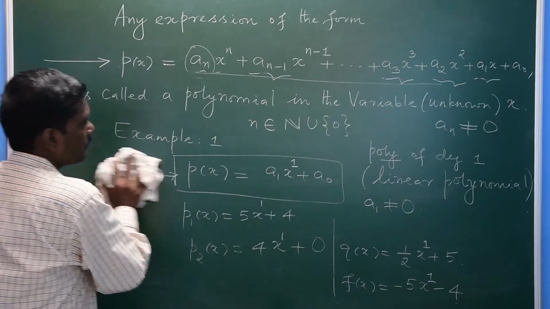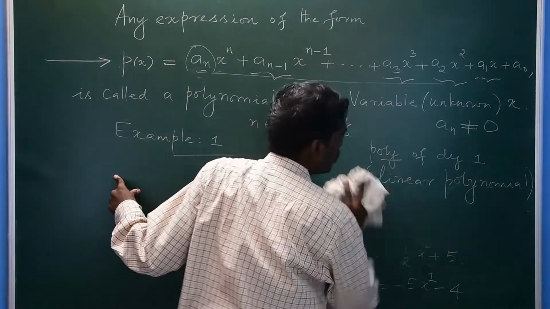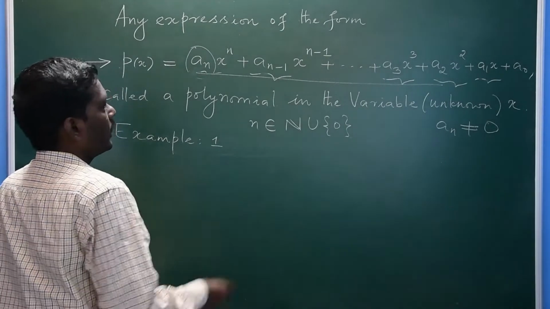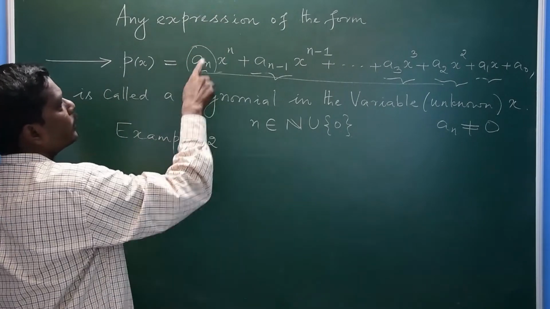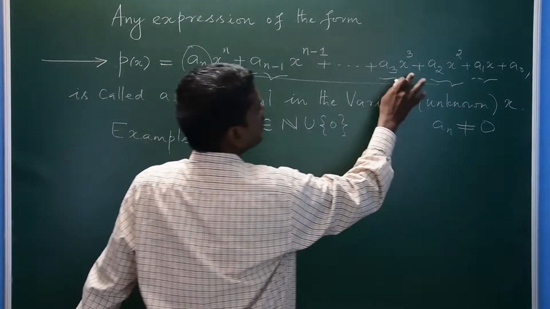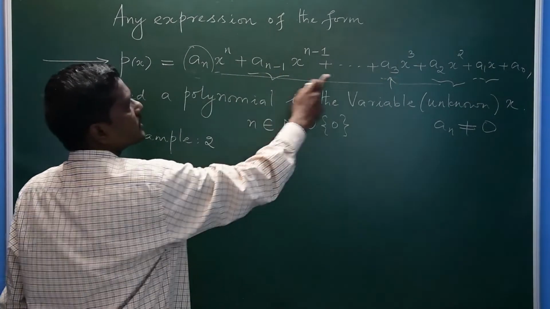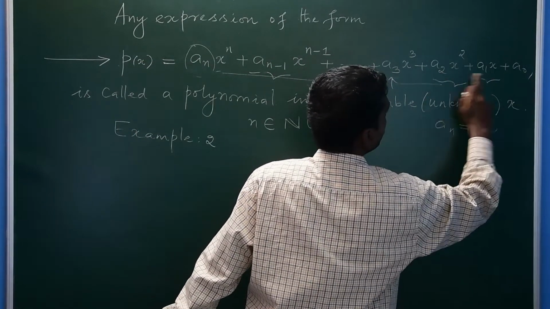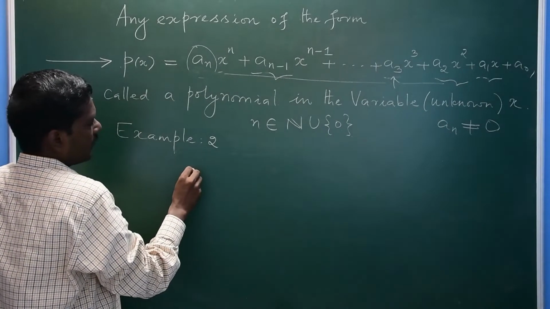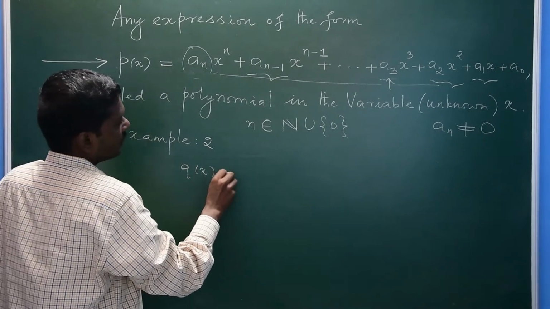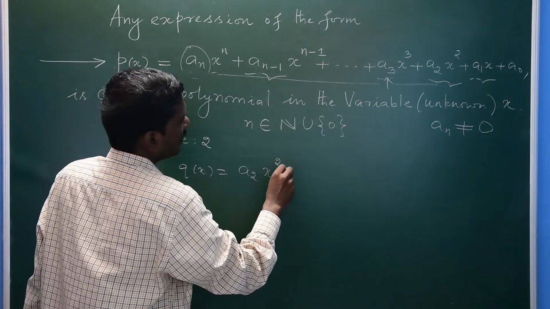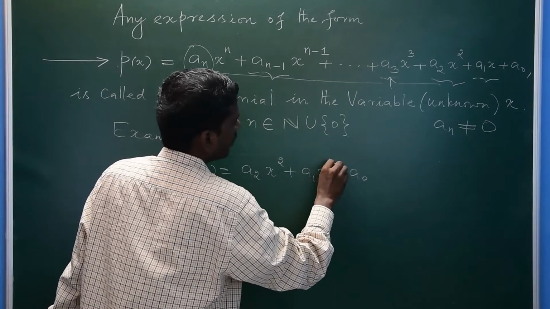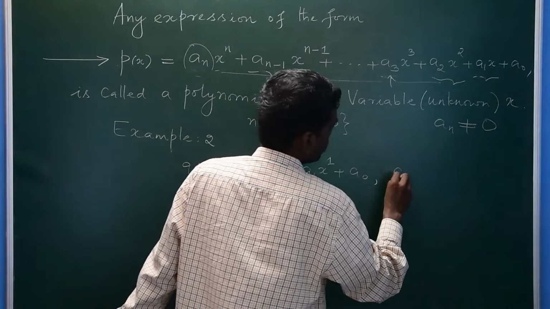Now, example 2. What is example 2? Look, this is example 2. Now, what we do is, from an down to a3, let us make all the coefficients 0. Now let us take these 3 terms, and call that polynomial q of x, that is equal to a2 x squared plus a1 x plus a0, with a2 not equal to 0.